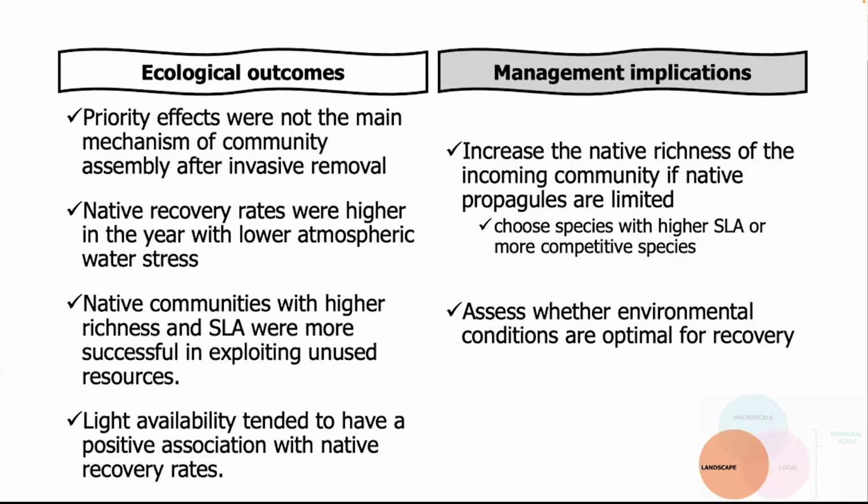So, some outcomes from this, and then the management implications. Priority effects was not really the mechanism driving the assembly of those communities once I removed the invasive species. But what we saw is that the environmental conditions the year was facing were really important to improve the recovery rates of those native communities. And if we have communities that have higher richness and higher specific leaf area, so if they are more acquisitive species, they have a higher chance of increasing their abundance over time for the native community.